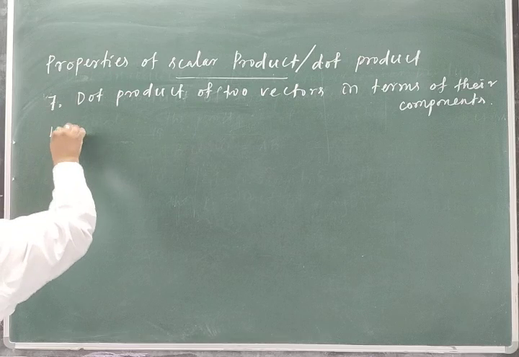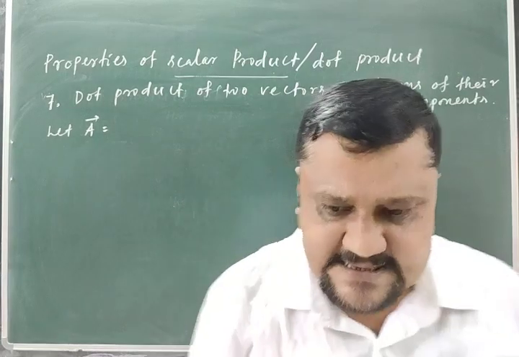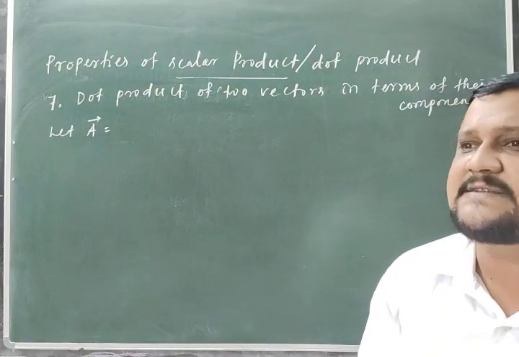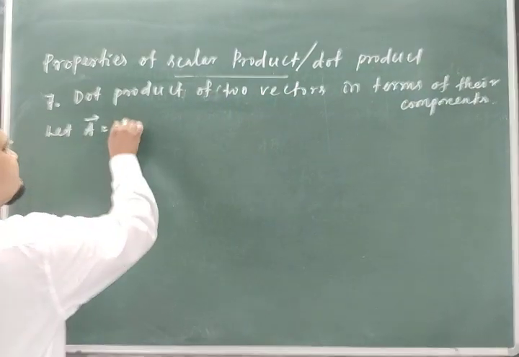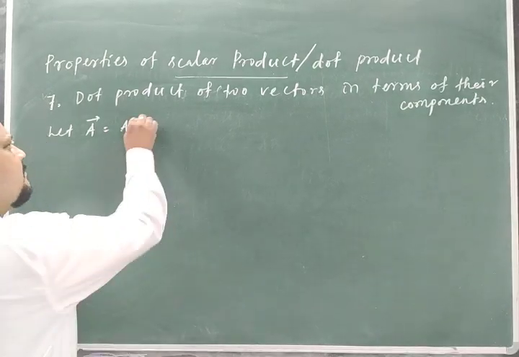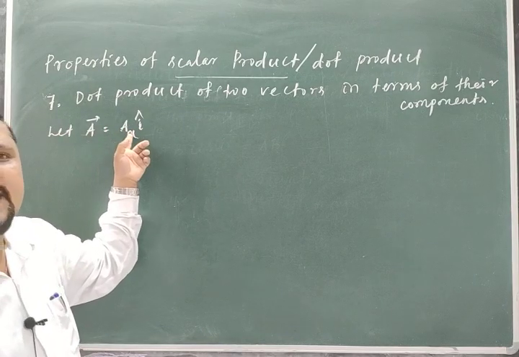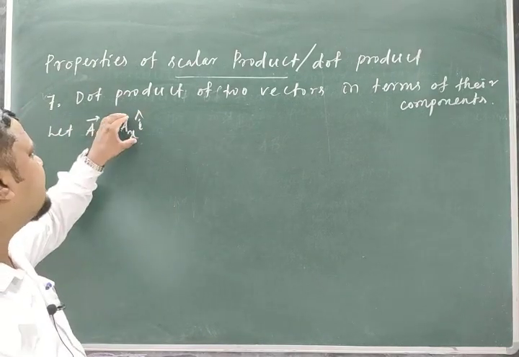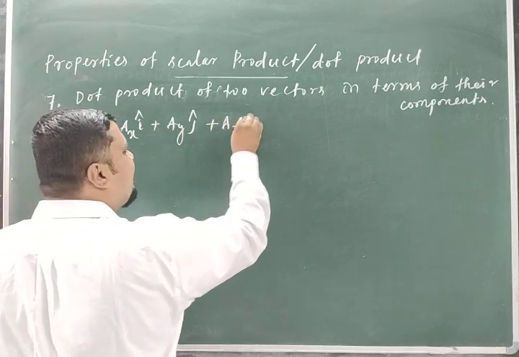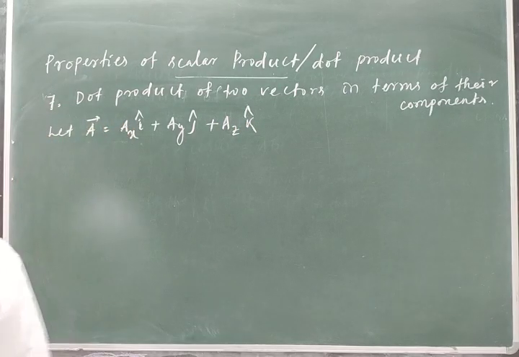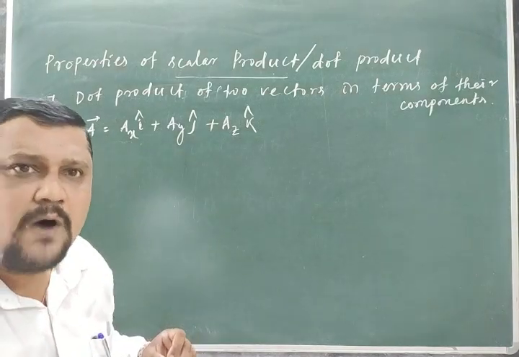So let me take a vector A. Suppose A has the components Ax along the x-axis, Ay along the y-axis, Az along the z-axis. How can I write this vector A? I can write this as Ax, the magnitude along the x-axis, multiplied with the unit vector i cap. This is the component of A along the x-axis in vector form. Similarly, Ay j cap along the y-axis, Az k cap along the z-axis. You already know how to write a vector in its rectangular component form.